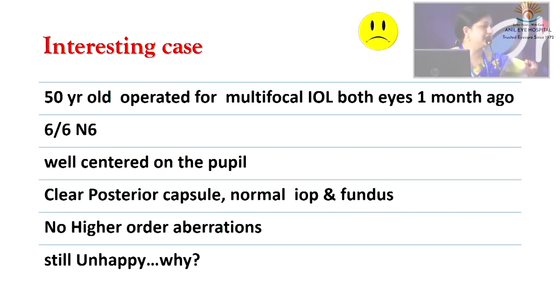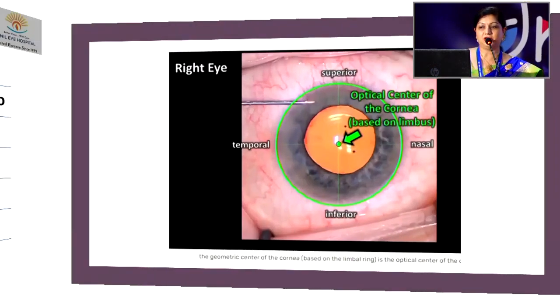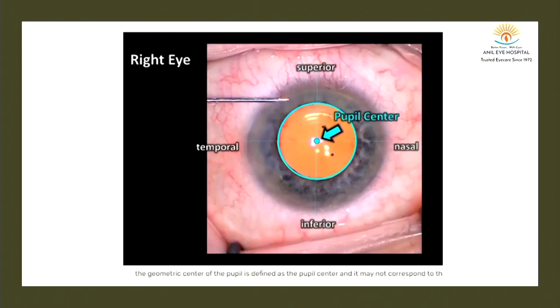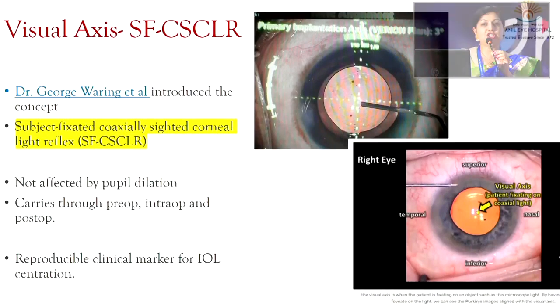For example, we have this patient operated with a multifocal IOL, 6.6 N6, a well-centered lens on the pupil, no other problem, but the patient is still unhappy. Now, in order to answer these questions, let us look at some terminologies. First, the optical center is the center of the cornea based on the limbus. Then we have the pupillary center, which is the center of the pupil. And then we have the visual axis.